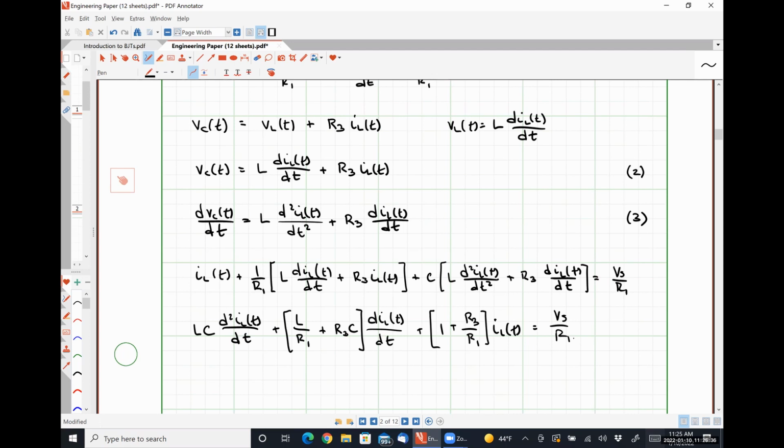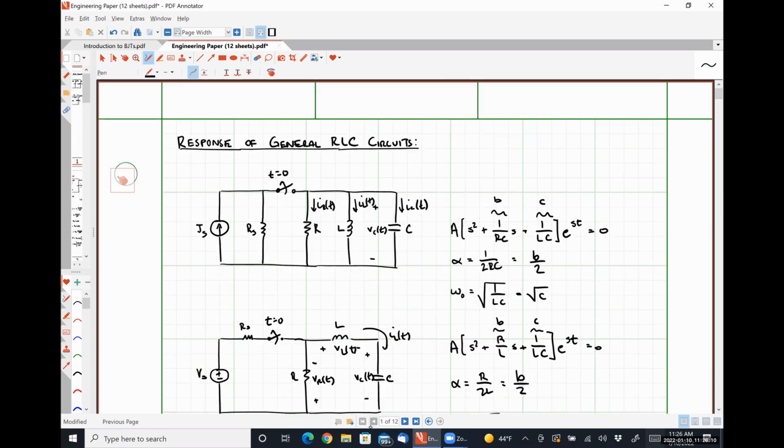For my 0th derivative, I have an IL by itself out here, which is where this 1 comes from. And then I also have this IL, which is multiplied by R3 and then divided by R1, so that's where this part comes from. And then finally, this is all equal to the constant on the other side. So there's really only one more step we have to do here. Brandon, what do you think it is? Not even that far, right? Let's go back to what we looked at previously.